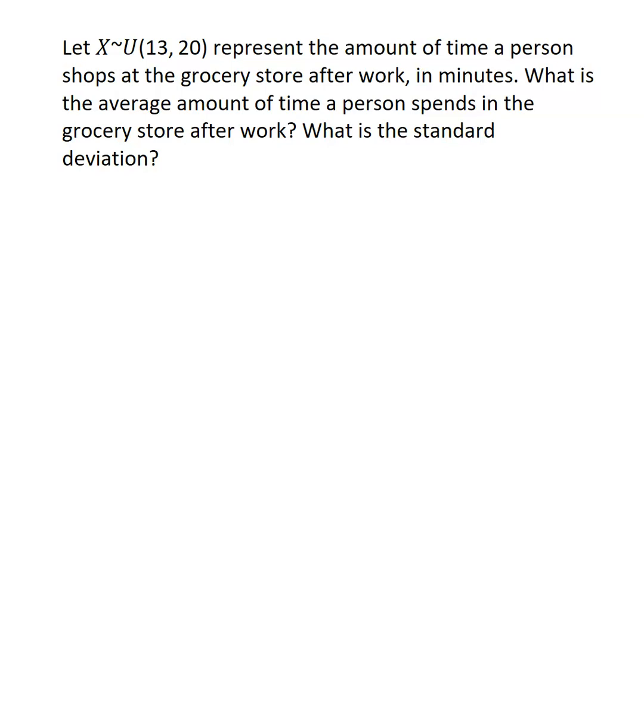So there are two things they're asking. They're asking for the average amount and the standard deviation. So we know that they're basically asking for the mean and the standard deviation. So x is uniform 13, 20. So we know that our A is 13 and our B is 20, because this is all we need to calculate the mean.